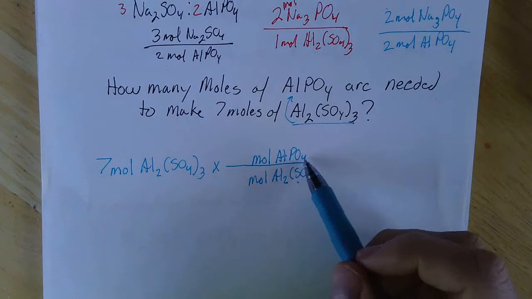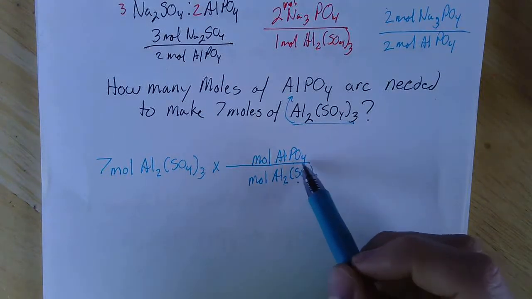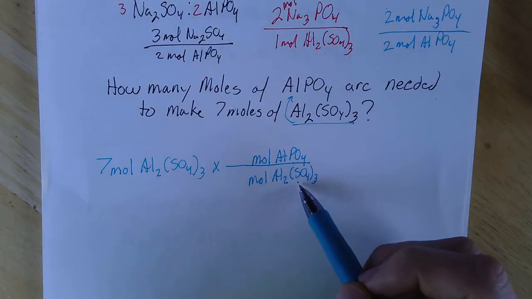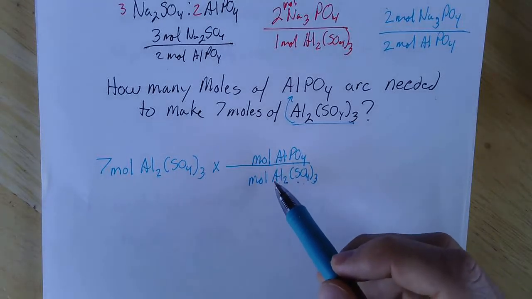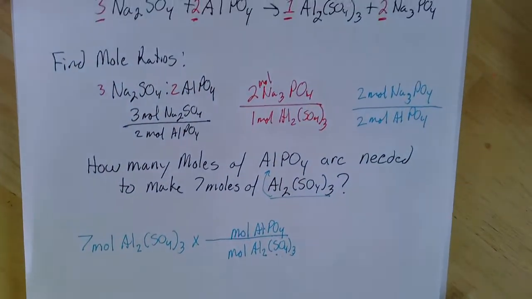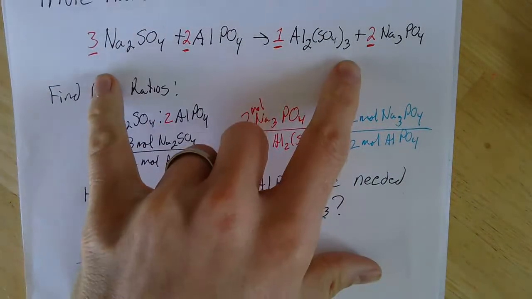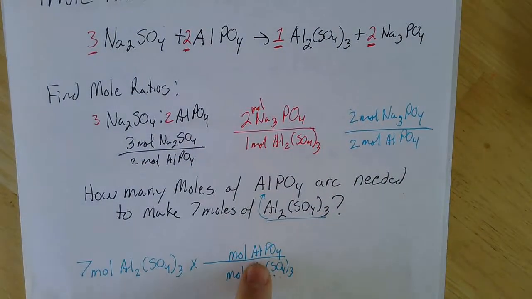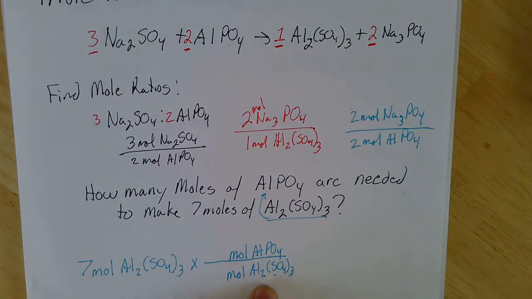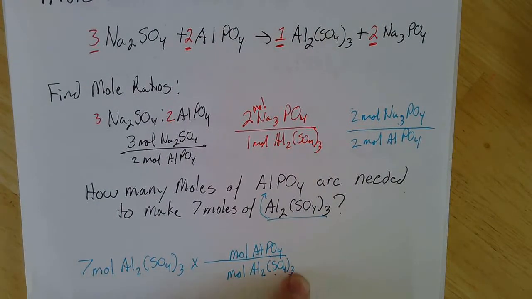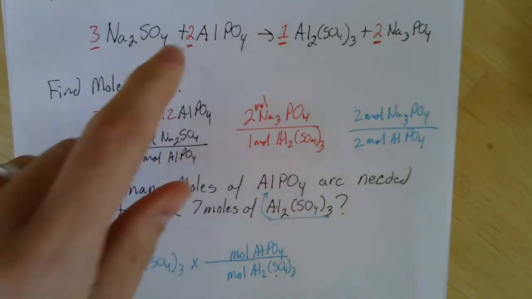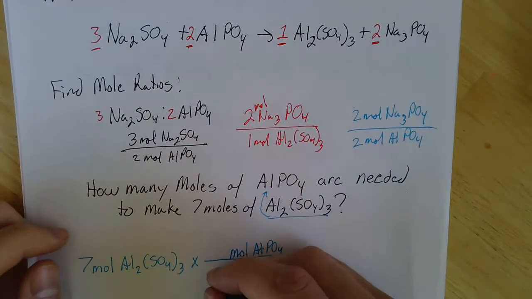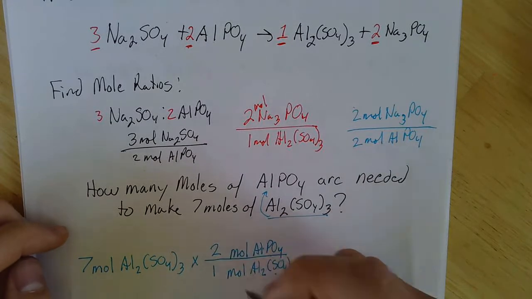So what we have to do in order to cross over, in order to go from one type of compound or element to another type of compound, right? We have to do this mole to mole step. And again, all that is in this new stuff, it just comes from up here. So we're going from moles of Al2(SO4)3 to moles of AlPO4. So there's our ratio. So we're just going to write it down. So we have a 1 right there, and we have a 2 right there.